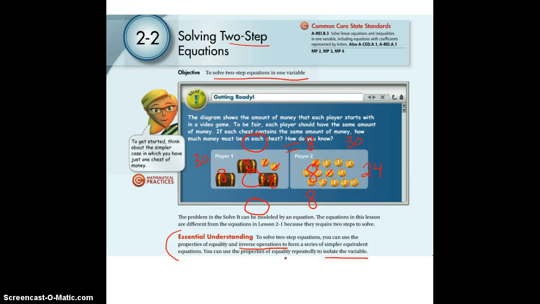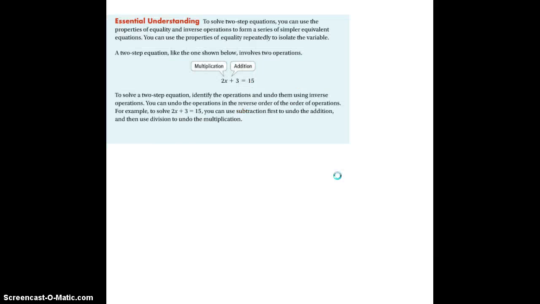So we want to get that treasure box by itself. Because if I can get the treasure box by itself, here's my treasure box, I can figure out how much is inside of it. So a two-step equation, like the one shown below, involves two operations. So 2 times x, there's one operation right there, multiplication, plus 3. There's your other operation. So here's our two operations, multiplication and addition.